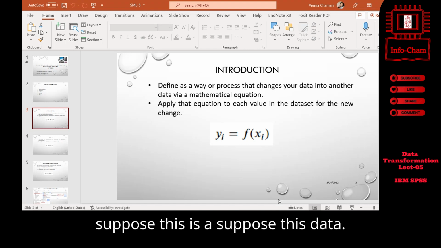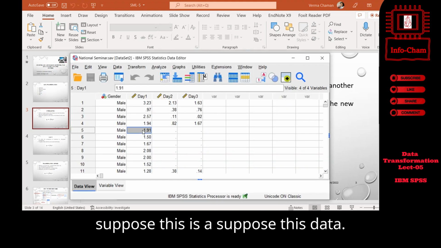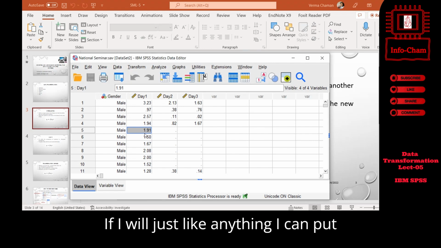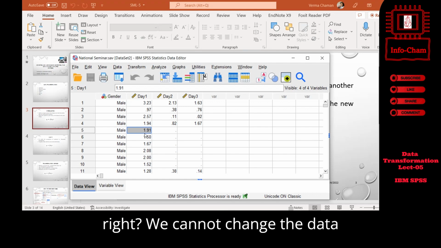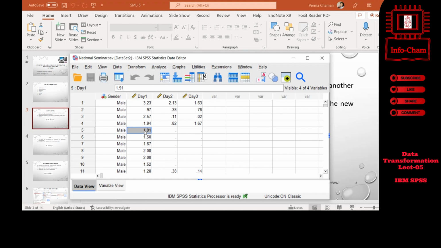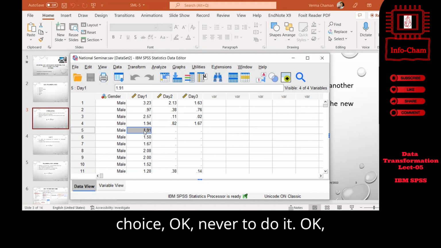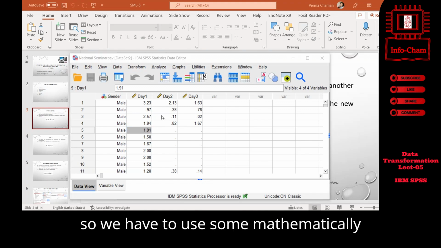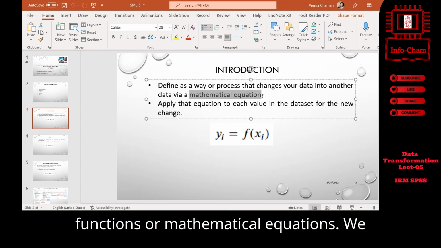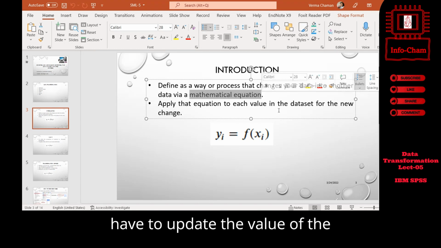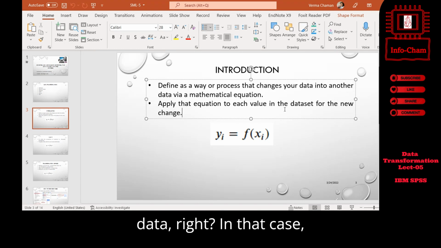Suppose this is the data, and if I just put anything, like 20 or 26, it is not good, right? We cannot change the data voluntarily by our choice. Never do it. So we have to use some mathematical functions. Based on mathematical functions or equations, we have to update the value of the data, right?